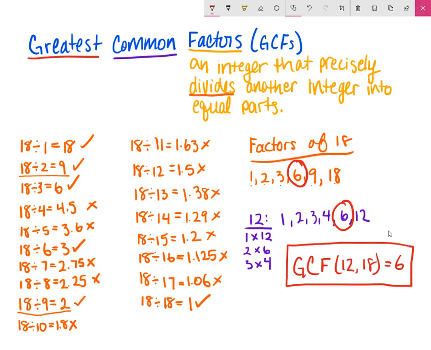Cool. If you have any questions, please send me an email, and I'm going to leave you with a practice problem to find the greatest common factor of 16 and 20.